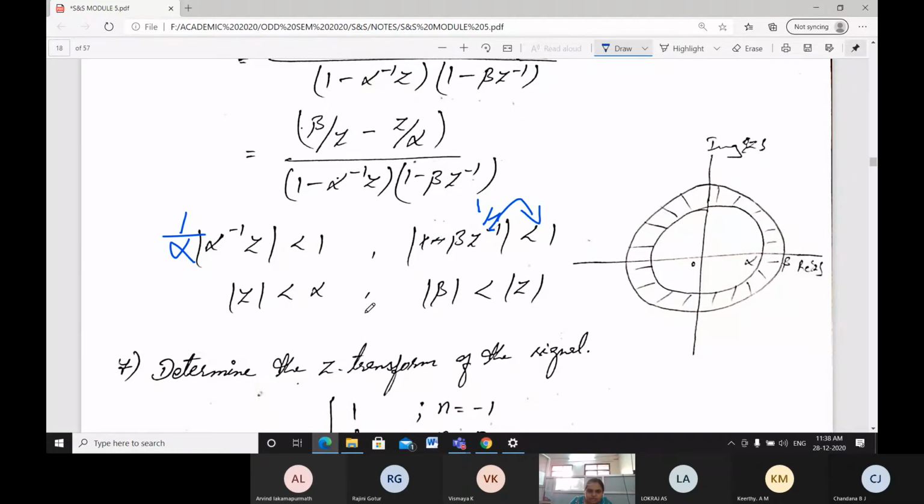From this, our z is going to exist where z is greater than beta, here it's going to be beta, here it's going to be alpha, right? Based on that, a concentric ring will come, alpha here, beta here, and our region of convergence is going to exist in between alpha and beta, that is here.